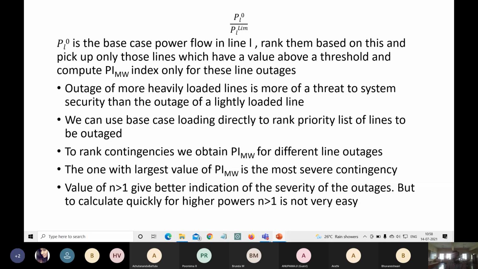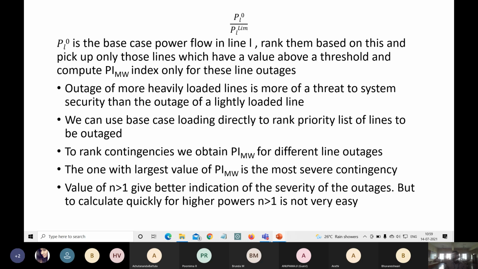The one with the largest PI value will be the most severe contingency. The value of n should be greater than 1, with even powers, that is, the power 2n of PL divided by the limit. That n greater than 1 gives you a better indication of the severity of the outage, and it will be easy to calculate the rank of your system. So if you give n more than 1, it will be easy to calculate the severity of the outage.